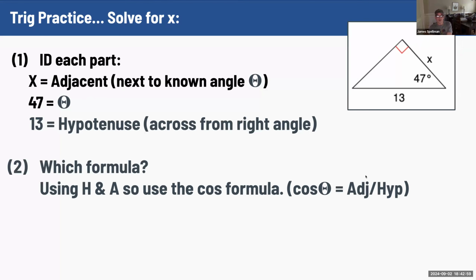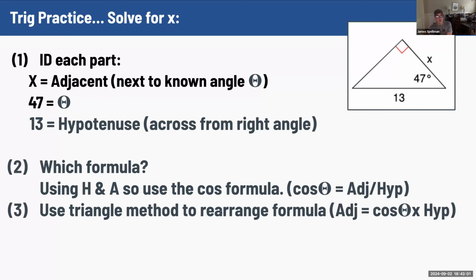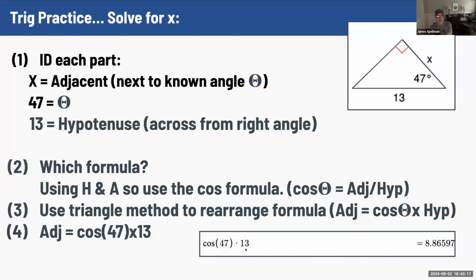So we're going to go back to our basic cosine formula. We need to rearrange it because we're not solving for cosine of theta, we're solving for the adjacent. So I need to use my triangle to rearrange it, and my formula gets changed around. Plug our numbers in. Got it right this time. So 13 times cosine of 47, stick it in the calculator, and we'll get the length, 8.8, which kind of makes sense. It is shorter than 13, which is what it should be.